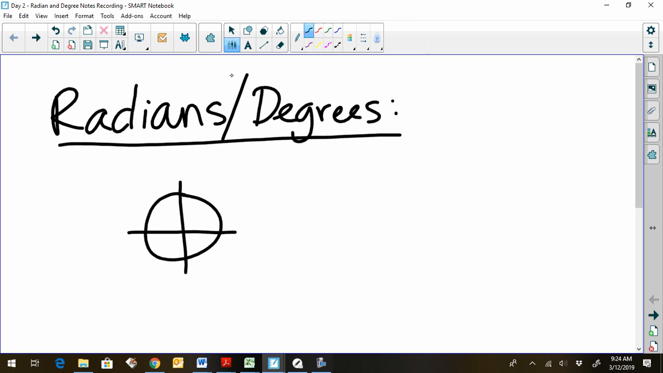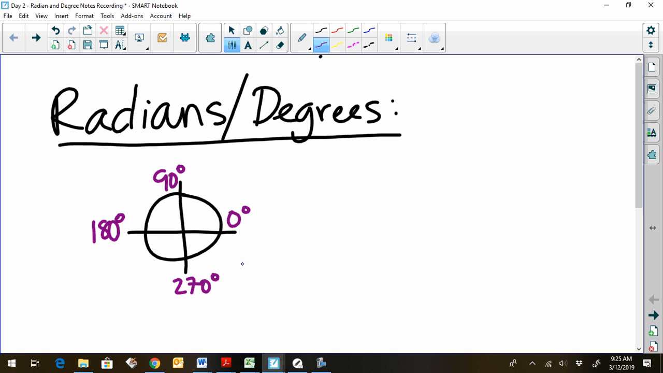So if we have this circle, we know that we start at 0 degrees on the x-axis there. We know that at the top we're at 90. We have 180 degrees, 270 degrees, and as we work our way around the circle, we're at 360 degrees. Now, we could also talk about this in terms of radians, and for what we're working on right now, we're going to use radians in relationship to pi.